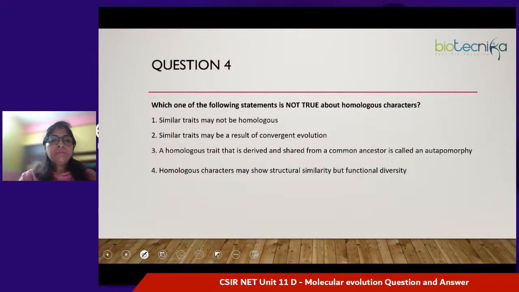All right. Moving to question number 4. Which one of the following statements is not true about homologous characters? Not true. Now, these kinds of questions are important, where you understand what is asked and what you don't have to answer. It is not asking about the statements that are true about homologous characters. Here it is not true or false. What will be the answer here?